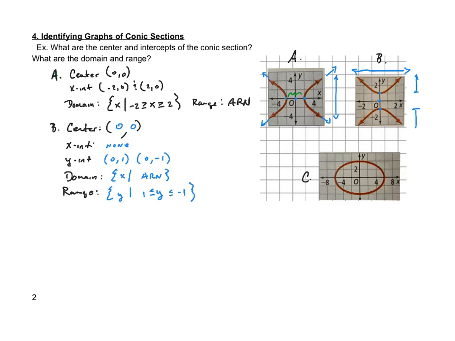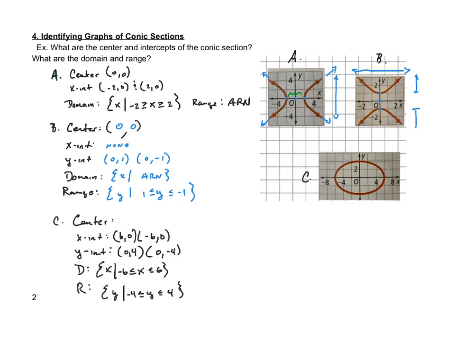Let's do C real quick. Looking at the center of my ellipse, I'm going to have 0, 0. My y-intercepts are 0, 4 and 0, -4. My x-intercepts are 6, 0 and -6, 0. My domain is going to be from positive 6 to negative 6, and my range is going to be from positive 4 to negative 4.